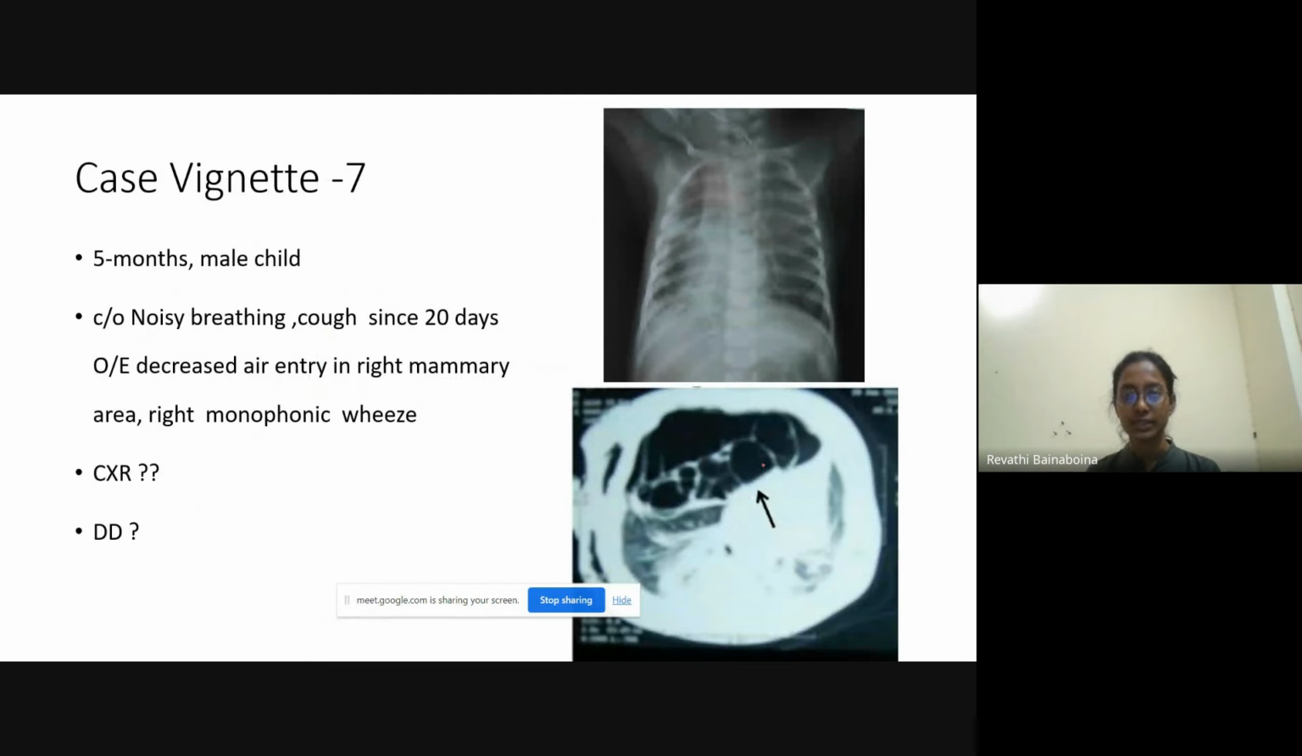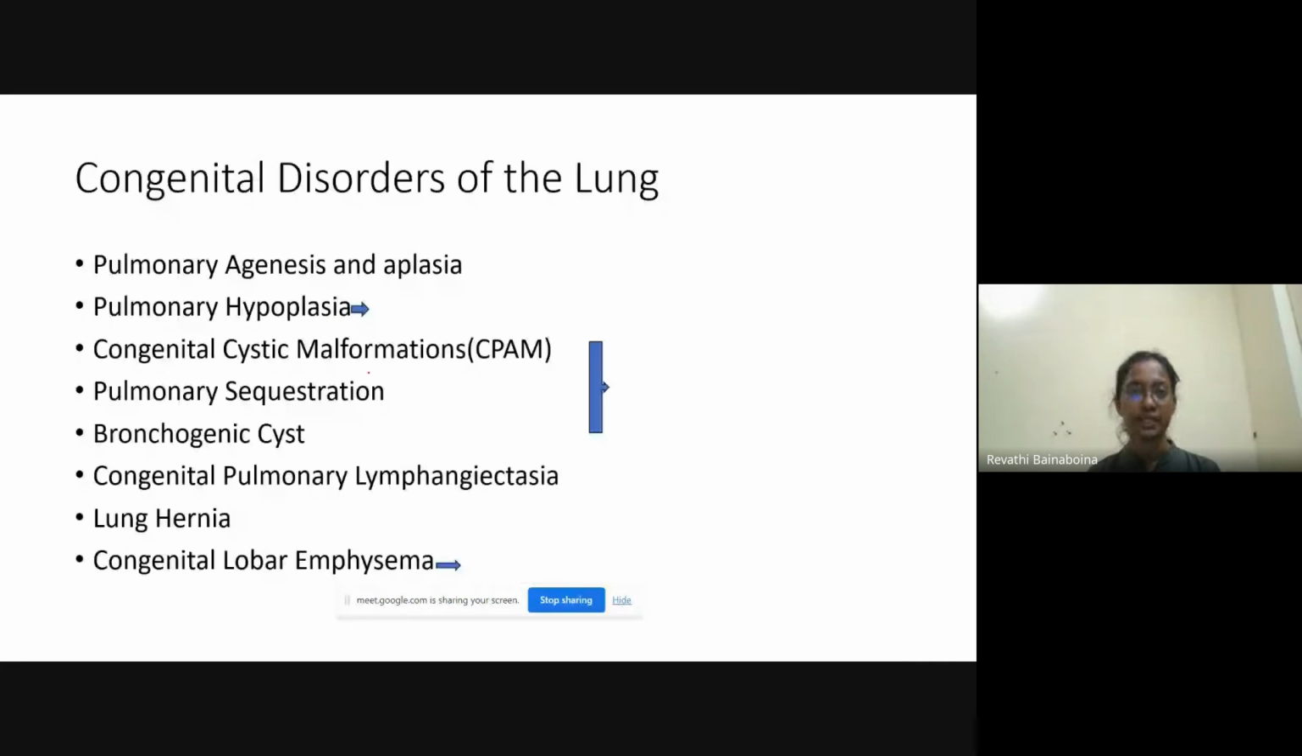So we will discuss congenital disorders of the lung. It includes pulmonary abscess and pulmonary hypoplasia, congenital cystic formations, pulmonary sequestration, bronchogenic cyst, congenital pulmonary lymphangiectasia, lung hernia, congenital emphysema. There are new nomenclatures like congenital small lung for pulmonary hypoplasia, congenital thoracic malformation together for the CPAM, pulmonary sequestration, and bronchogenic cyst, and congenital large hyperlucent lobe for the CLE.